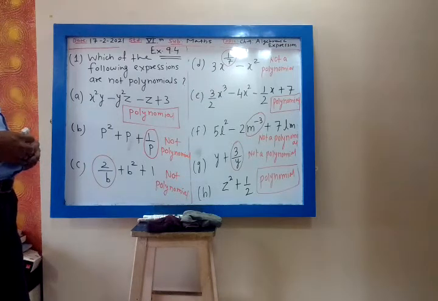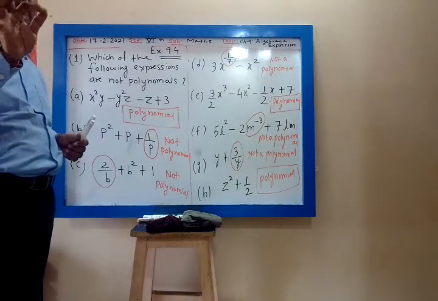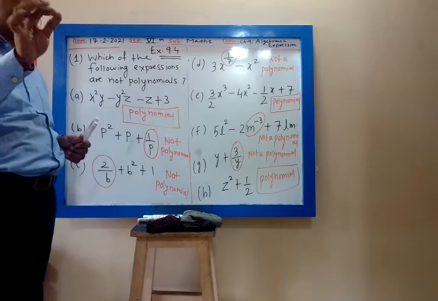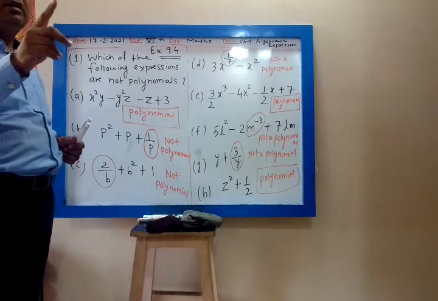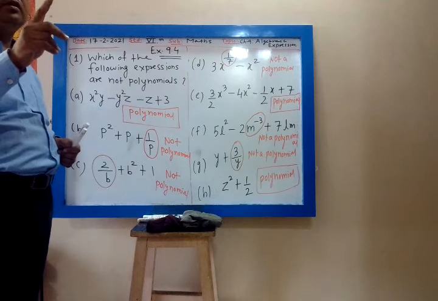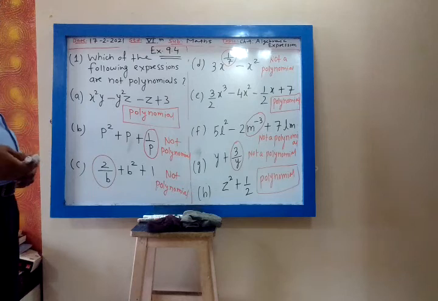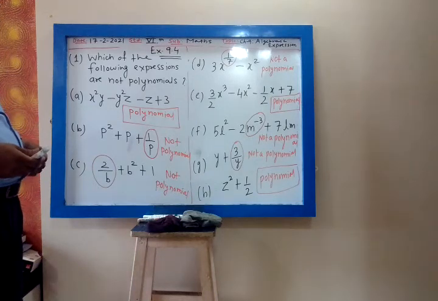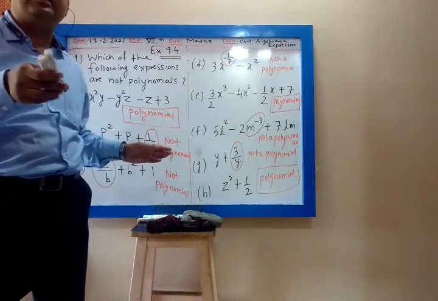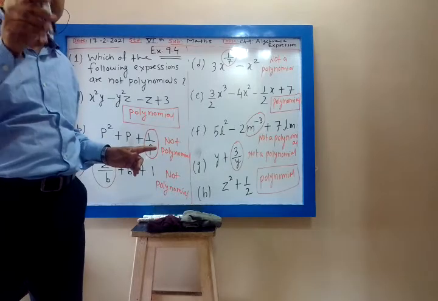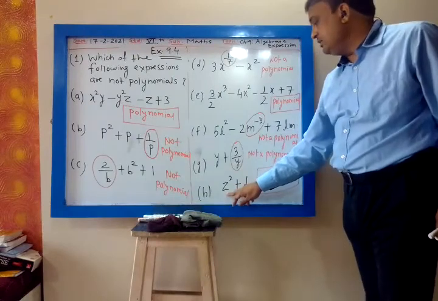Not a polynomial. 1 upon 3 will not be a polynomial. Because the power of that variable should be an integer, a non-negative integer, meaning 0, 1, 2, 3. No, my dear, you have to see, a number can be in the fraction, but the variable should not be in the fraction. Yes, here the variable is in the numerator.